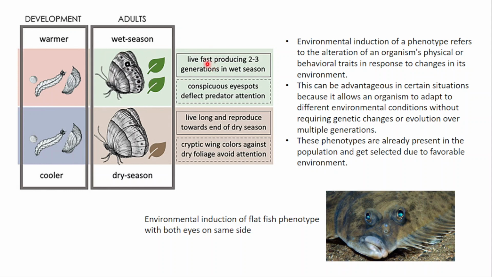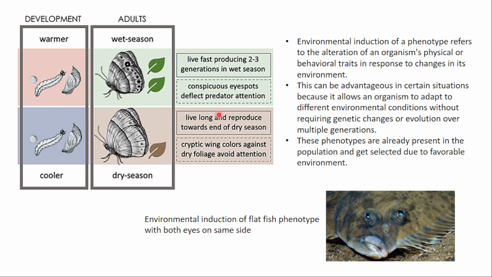So such butterflies live fast, producing 2-3 generations in a wet season. Conspicuous eye spots deflect predator attention. So such butterflies have eye spots to deflect the predator attention, and they live fast, producing 2-3 generations in a wet season. So they want to reproduce more, and they have certain characteristics such as eye spots to deflect predator attention. Now there is another type of butterfly which lays its egg and the larva develops in the cooler season, whereas the adults emerge in the dry season.